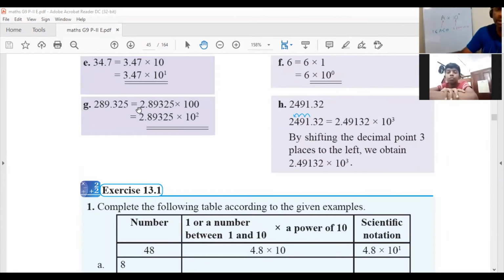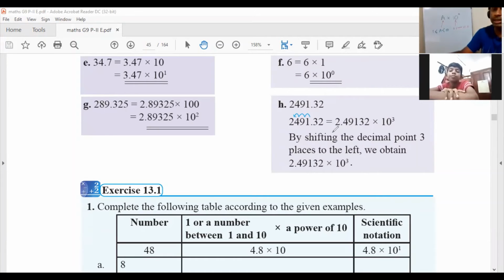289.325. That can be written as 2.89325. How many decimal places have been shifted from this? 2 places, no? 2 places moved. Yes. Then it should be 100. That means this number is multiplied by 10 to the power 2. Okay, sir. Here, they have shown that one.